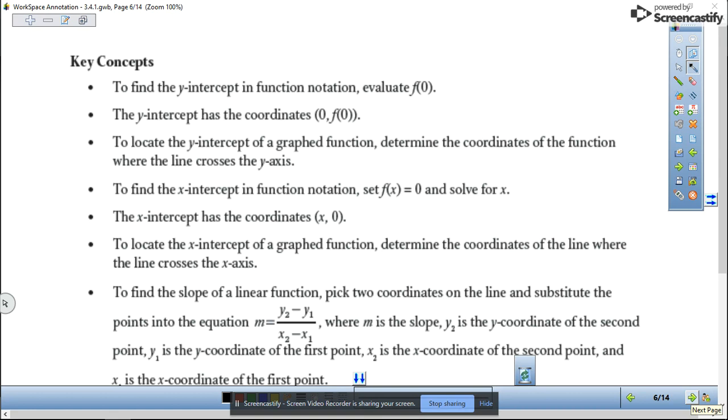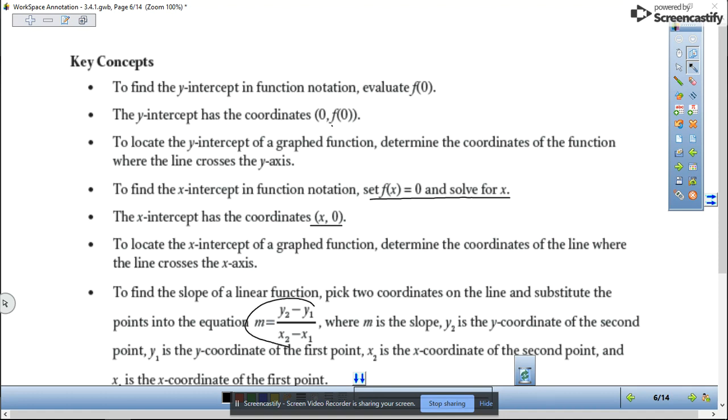To define the y-intercept in function notation, evaluate f of 0. The y-intercept has the coordinates (0, f of 0). To locate the y-intercept, determine the coordinates of the function when the line crosses the y-axis. To find the x-intercept, set f of x equal to 0 and solve for x. This is important. A lot of us forget to do that, but that's how we do it. The x-intercept has the coordinates (x, 0).